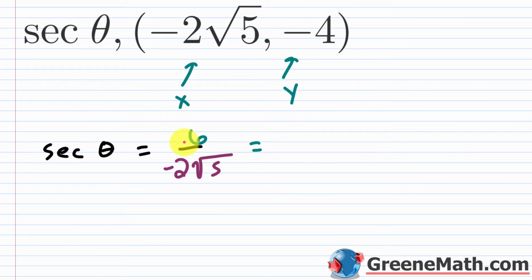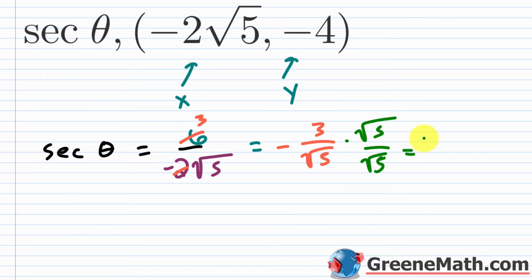So what I'm going to do is cancel a common factor of 2 between the numerator and denominator. So 6 divided by 2 is going to be 3. And so essentially you'll have negative 3 over the square root of 5. And again, we want to rationalize the denominator. So I'm going to multiply by the square root of 5 over the square root of 5. And so this equals the negative of 3 times the square root of 5 over 5.